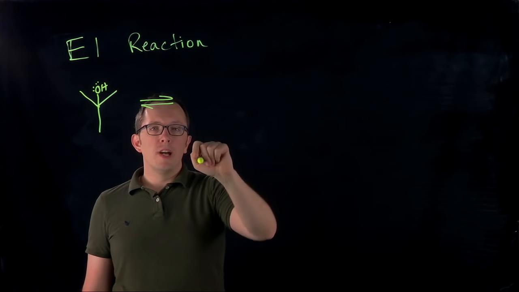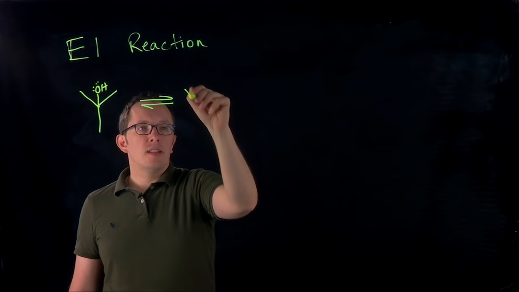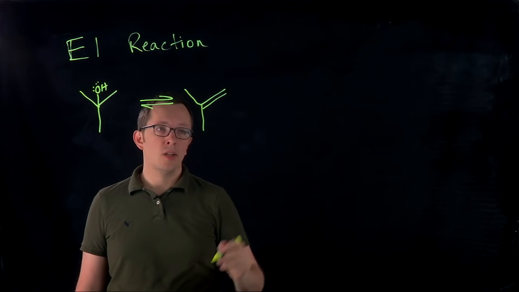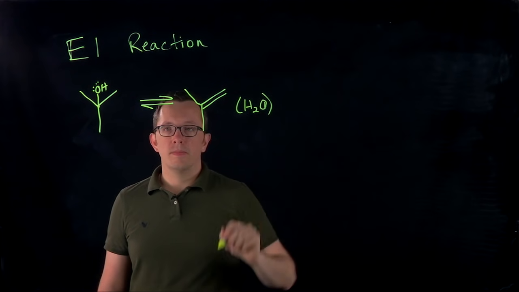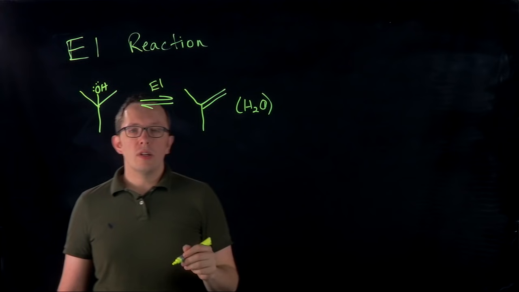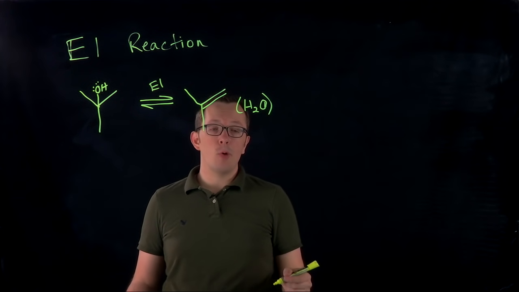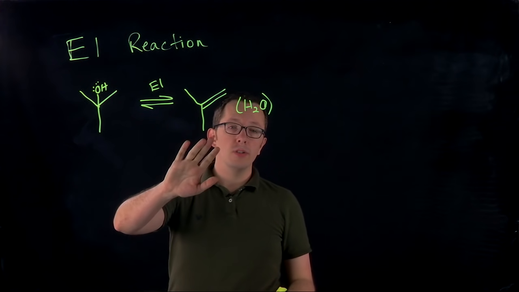The thing about E1 reactions is that they're always going to be equilibrium processes, and that's going to lead us to our alkene product. And our byproduct here is going to be water. Okay? So our E1 reaction, what makes it different than the E2 reaction is that it's a stepwise reaction. We're going to have multiple intermediates going from our starting material to our product.